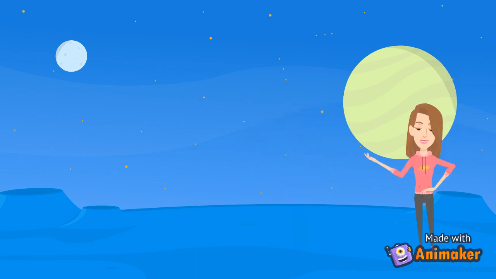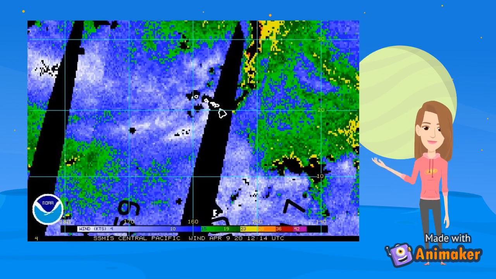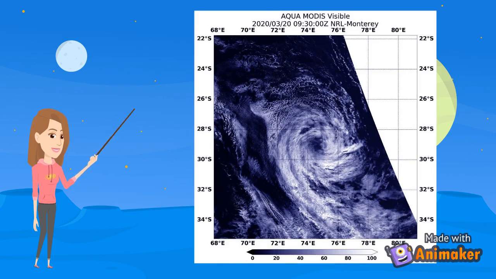This is an example of water vapor in Central Pacific captured by GOES WEST satellite. This is an example of the surface wind in Central Pacific captured by SSMIS satellite. This is an example of cyclone in Indian Ocean captured by Aqua Modis Visible satellite.